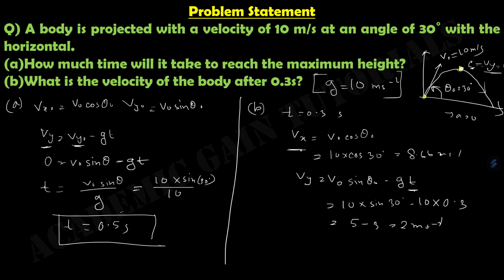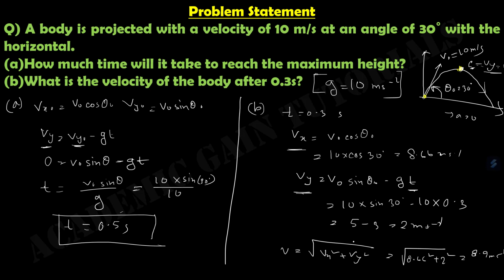As I know the velocity along the x-axis and along the y-axis, I can find the resultant velocity v equals root over vx square plus vy square. So it will be root of 8.66 square plus 2 square, which equals 8.9 meter per second approximately. So after 0.3 seconds, the velocity of the body will be 8.9 meter per second.